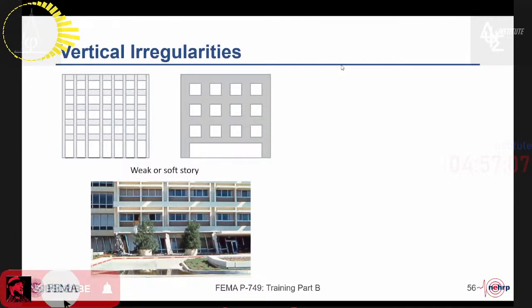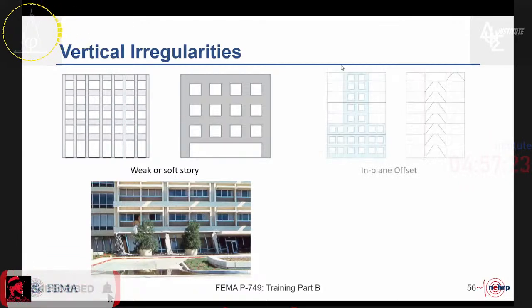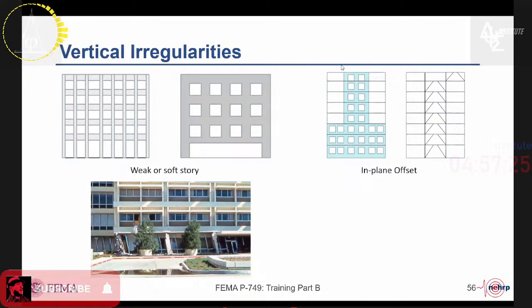And what you're seeing here is damage that occurred to the Olive View Hospital in Los Angeles during the 1971 San Fernando earthquake, because it had both a soft and a weak first story, and also had non-ductile detailing of its concrete frame.